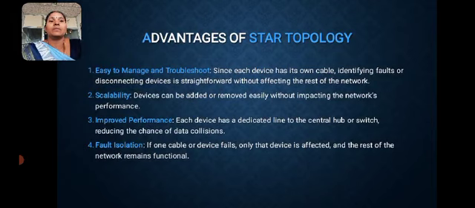Then the advantages. It is easy to manage and troubleshoot since each device has its own cable. Identifying a fault or disconnecting a device is straightforward without affecting the rest of the network. Scalability: easily removing an existing device and easily adding a new one. Performance is improved because there is a dedicated link from each device to the hub. Collisions are also reduced. And then fault isolation: if one cable has a fault, there is no need to affect other devices. That is fault isolation.